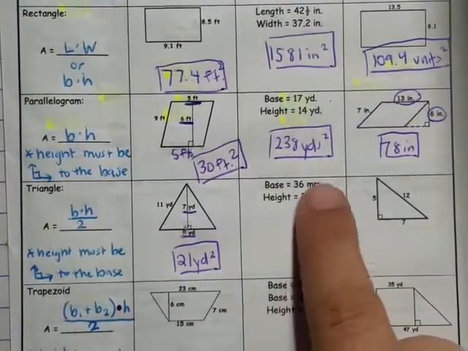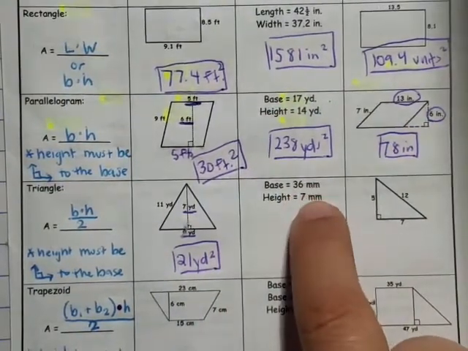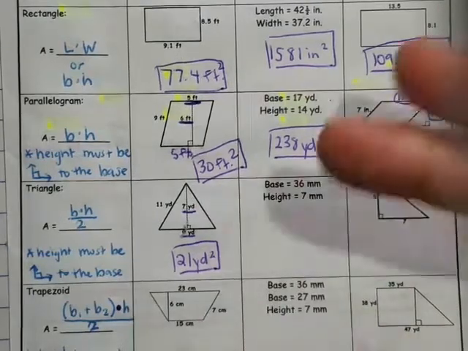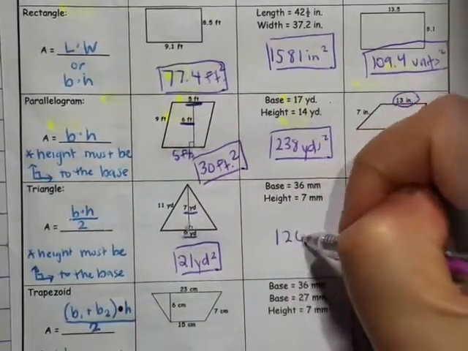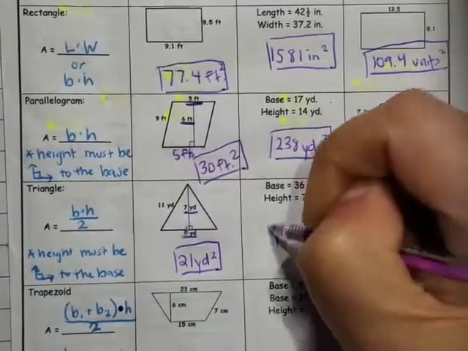All right, here, your base and height, so 36 times 7, and then you have to divide it by 2, because a triangle is half of a parallelogram. So 36 times 7 divided by 2 is 126 millimeters squared.